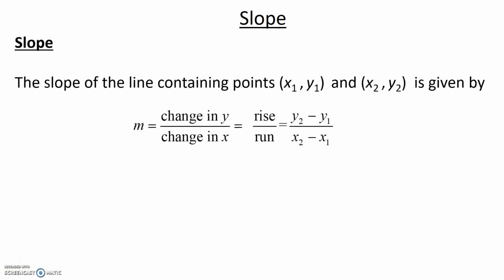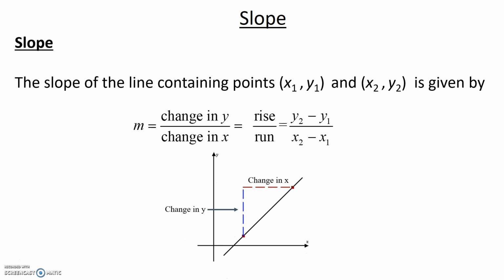In this section, we will talk about the slope of a line. The slope of the line containing the points x1, y1 and x2, y2 is given by m. This is a letter that represents slope. This is the change in y over the change in x. In other words, the rise over run. And the rise, or the change in y, is given by y2 minus y1. And the run, or the change in x, is given by x2 minus x1.